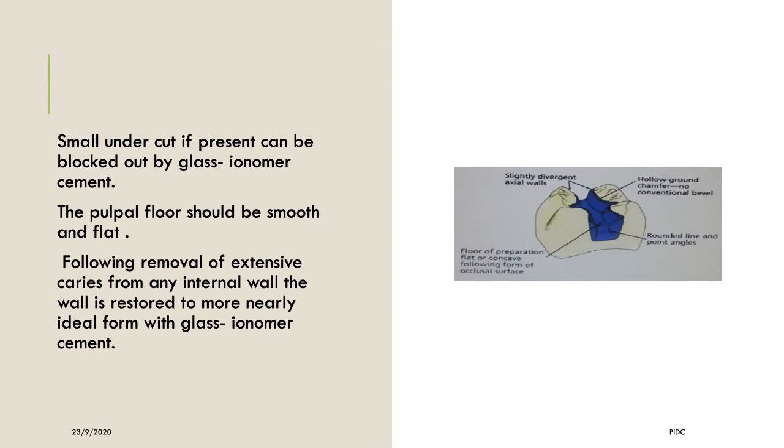Small undercuts, if present, can be blocked out with glass ionomer cements, and the pulpal floor should be smooth and flat. Following removal of extensive caries from any internal wall, the wall is restored to a more nearly ideal form with glass ionomer cement. So if there is any caries, make sure it is excavated, and if you are not able to incorporate that caries into the restoration, then it has to be filled with a glass ionomer cement to get that 2 to 5% occlusal divergence.